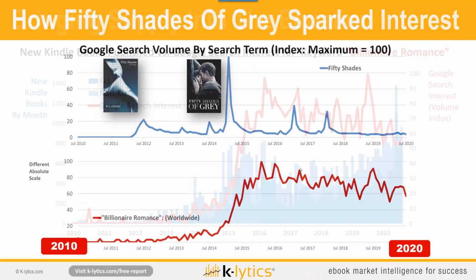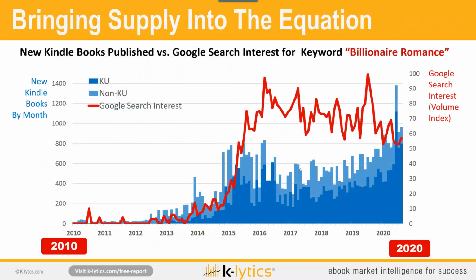So let's add something else in, and that is bringing supply into the whole equation. The red line is the curve we just saw, Google search interest. Now the blue bars are the number of Kindle Unlimited and non-Kindle Unlimited books for the keyword billionaire romance that have been published month by month here, starting in the year 2013. Now you see, first of all, book supply tracked the strong increase in the demand, in the interest for billionaire romance. Then it sort of died down a little bit.